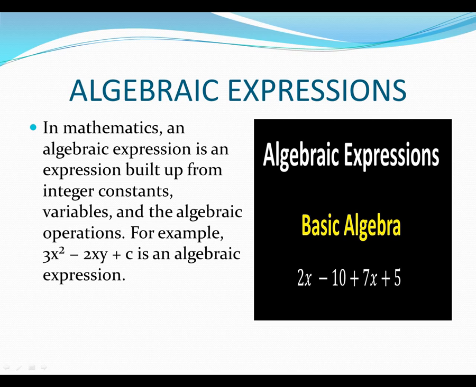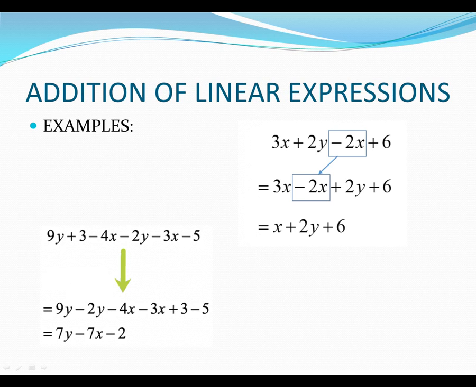Here is a basic example of an algebraic expression: 2x minus 10 plus 7x plus 5. So first of all we will gather the variables and the constants separately, and then we can solve it. The addition of linear expressions. Here are 2 examples for the addition of algebraic expressions.